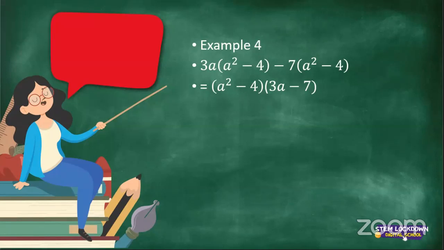The first term in this case is 3a, open bracket, a squared minus 4, then you close your bracket. That's the first term. So basically, you have got two terms in this expression. The second term is 7, open bracket, a squared minus 4, then you close your bracket. That's the second term. And these two terms are separated by a negative sign.